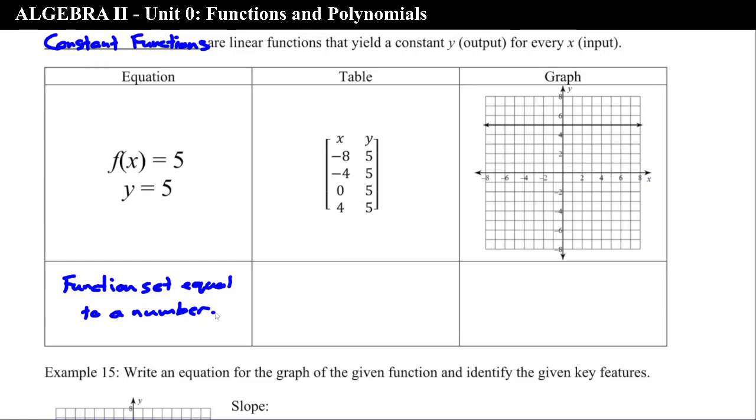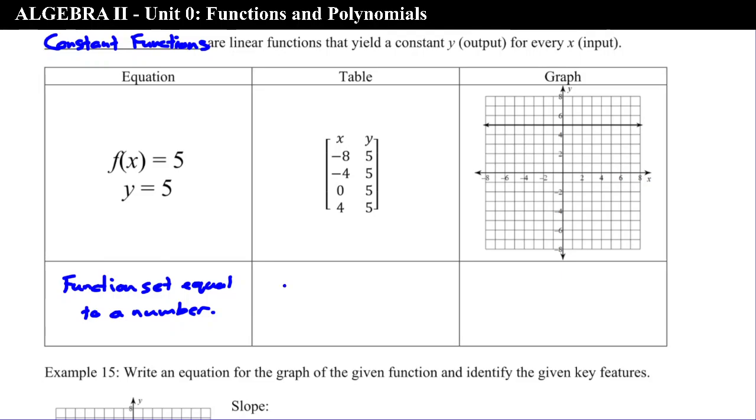So here we have f of x equals 5, or y equals 5. It's just set to a number. It doesn't have to be 5. It can be 4, it can be 3, it can be 9, it can be 52, it can be 564,281. Just any number.